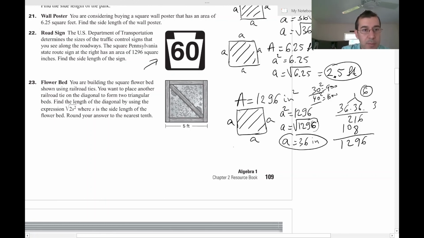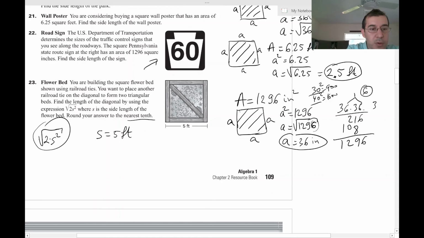That's for number 22. And 23, flower bed. You're building the square flower beds shown using railroad ties. You want to place another railroad tie on the diagonal to form 2 triangular beds. Find the length of the diagonal by using the expression. The expression is the square root of 2 times s squared, where s is the side length. So s is 5 feet. Round your answer to the nearest tenth.